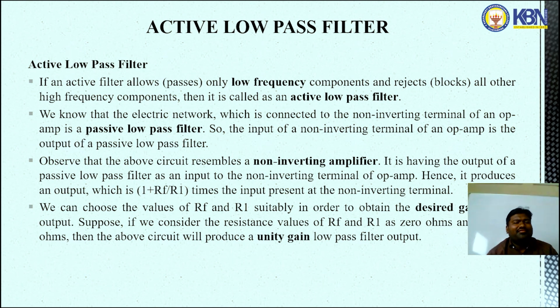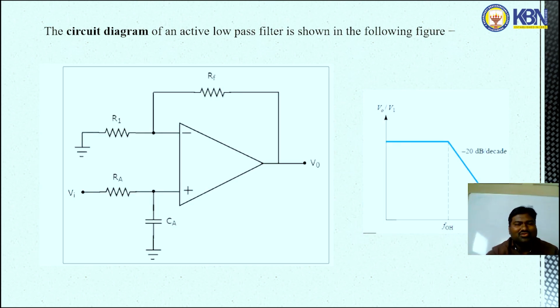Here Rf is the feedback resistance, R1 is the input resistance, and the input is present at the non-inverting input terminal. We can choose the values of Rf and R1 suitably in order to obtain the desired gain of the output. Suppose we consider the resistance values of Rf and R1 as 0 ohms, then the above circuit will produce the unity gain low pass filter output. Here the circuit diagram shows the low pass filter using an operational amplifier. Rf is the feedback resistance, R1 is the input resistance, and the capacitor is grounded at the non-inverting terminal.